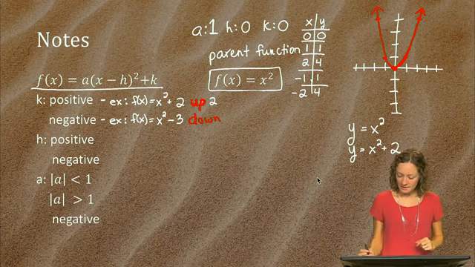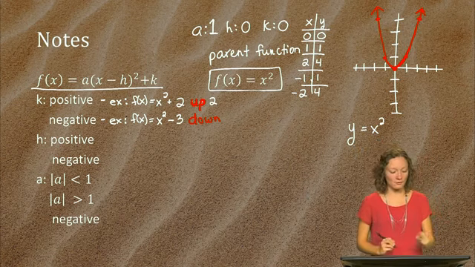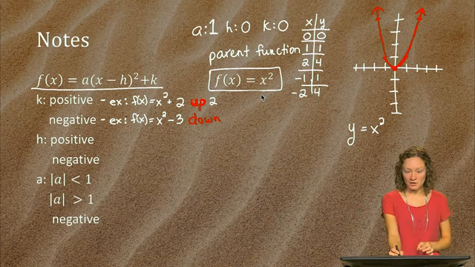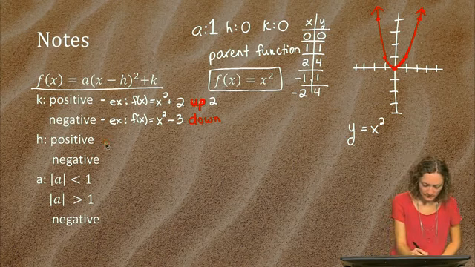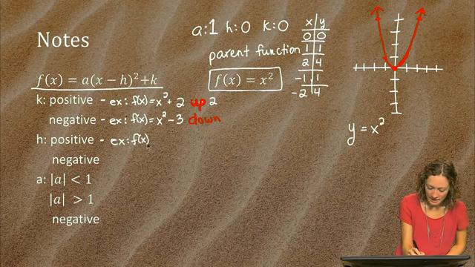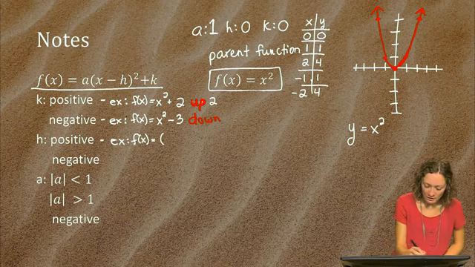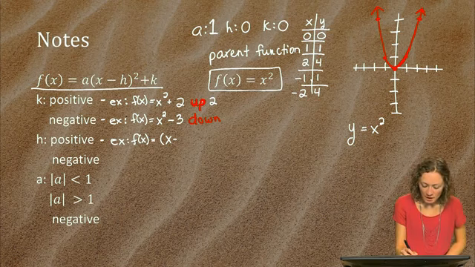Okay, now let's individually identify what would happen for an h value. So again, the standard parent function is your x squared. Okay, so let's say, for example, instead of there being a 0 subtracted inside the parentheses, we're going to have a positive number subtracted. So let's say our h value is a 4.